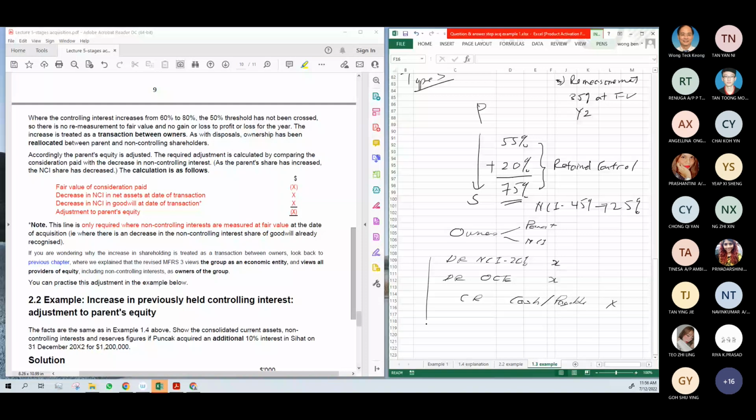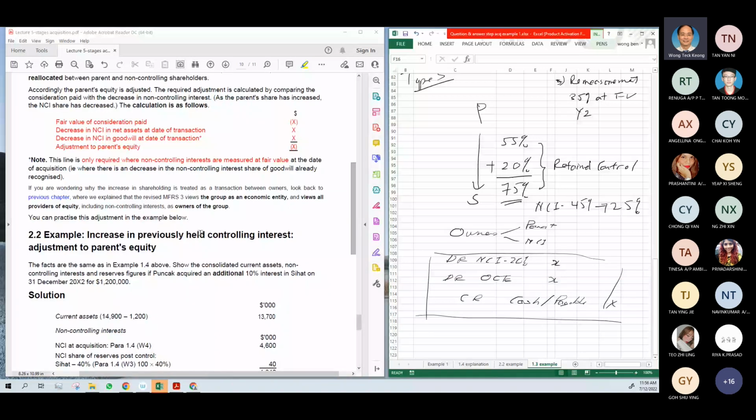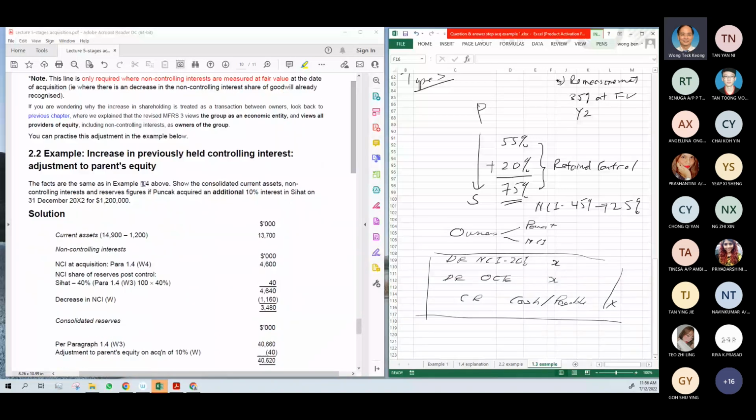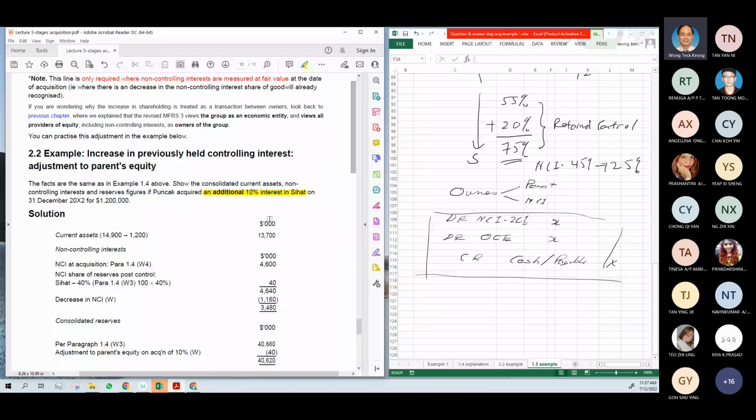Okay, this one is the same as the one highlighted here. Let's come with an example like here. The facts are the same as 1.4. Now we have Sehat at Puncak. The NCI reserve at Puncak, they buy an additional 10%. So they already have 60% plus 20%, 80%. Now they buy another 10%. So remember, I will show you the movement, just how the Puncak one.